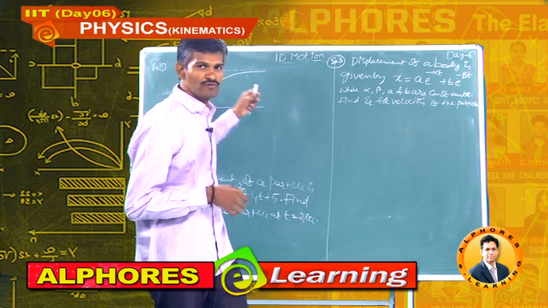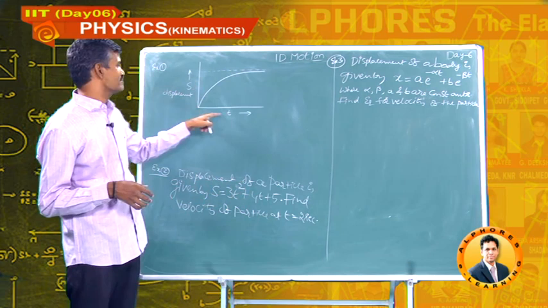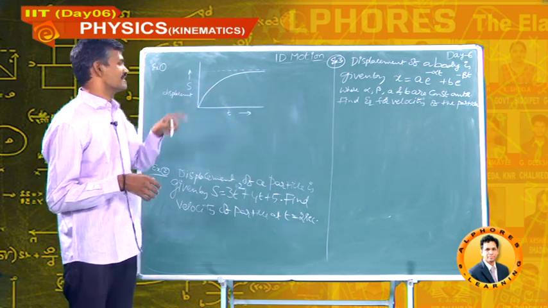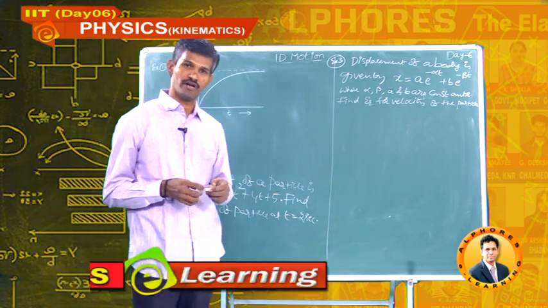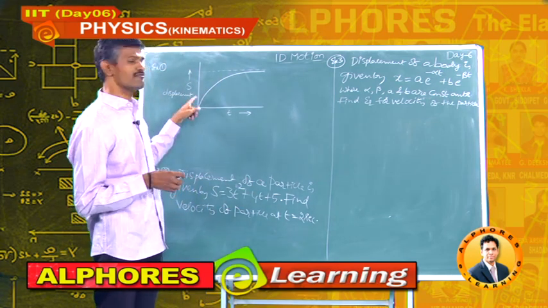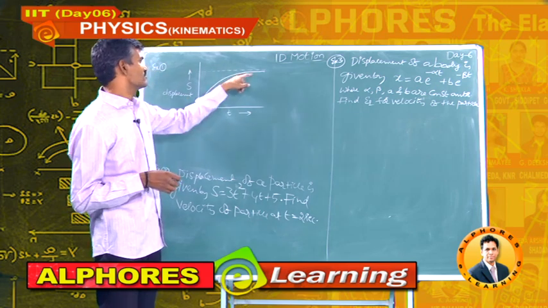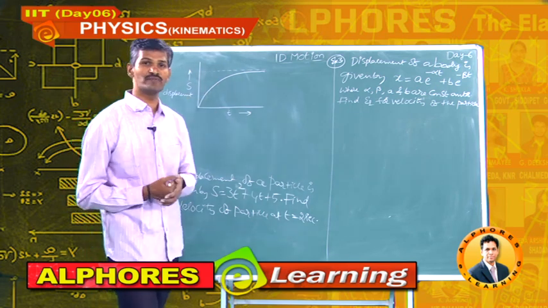So, today's first example problem: a displacement-time graph for a particle is shown in the figure. Describe the motion of the body. So, from this we have to describe the motion of the body.